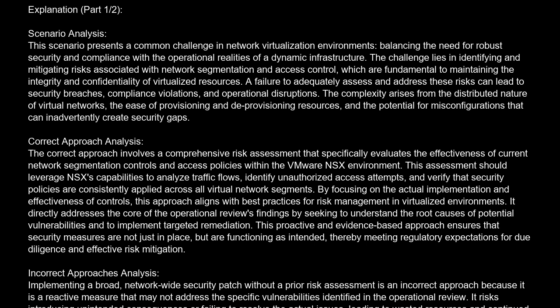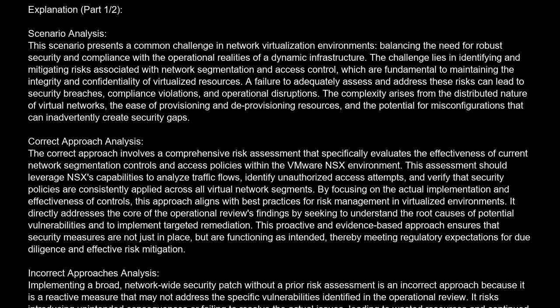This scenario presents a common challenge in network virtualization environments, balancing the need for robust security and compliance with the operational realities of a dynamic infrastructure. The challenge lies in identifying and mitigating risks associated with network segmentation and access control, which are fundamental to maintaining the integrity and confidentiality of virtualized resources.